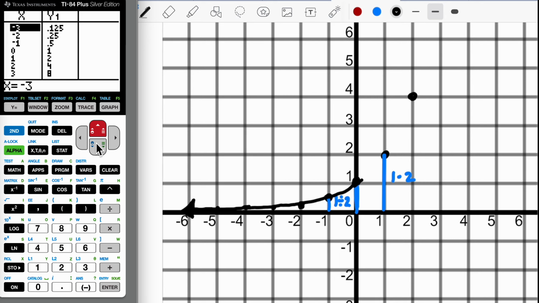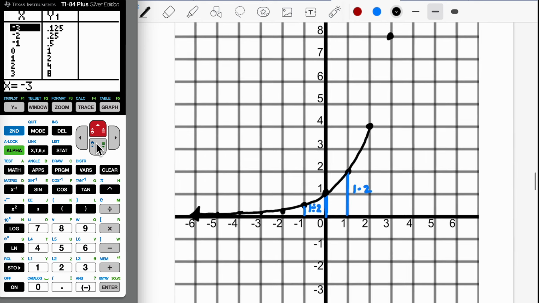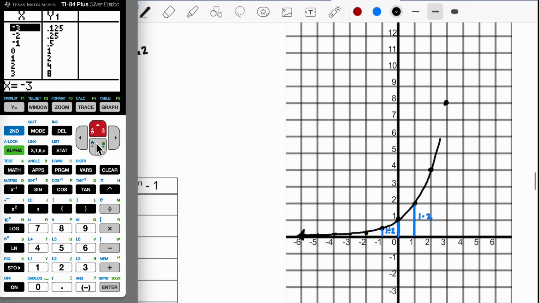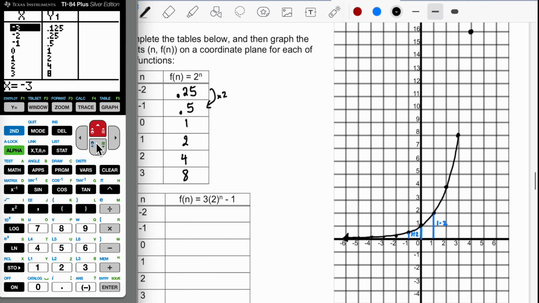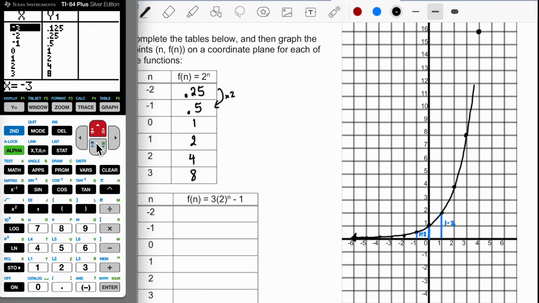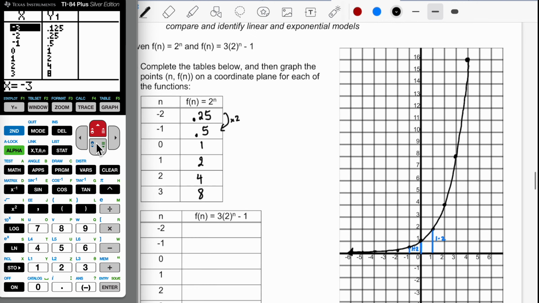But this is what the curve should look like. And if you could go on further, but we're out of room, so this is where we would end it. So this is f of n is equal to 2 to the nth power.